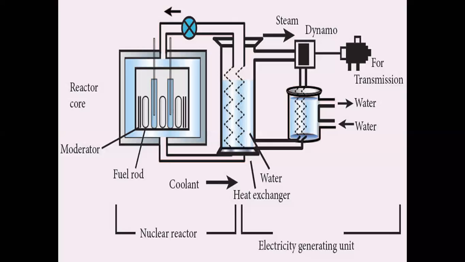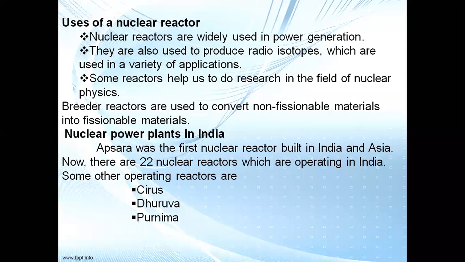Okay. So next, what are the uses of nuclear reactor? So nuclear reactors are widely used in power generation. They are also used to produce radioisotopes which are used in a variety of applications. Some reactors help us to do research in the field of nuclear physics. Breeder reactors are used to convert non-fissionable materials into fissionable materials. So these are the uses of nuclear reactor.